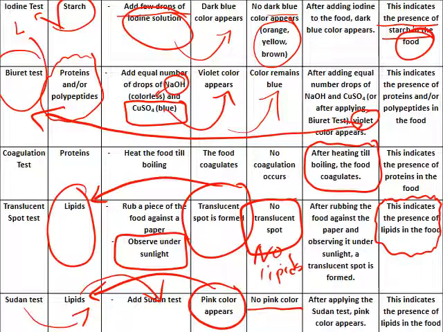So these tests, you have to study them. You have to know the positive result and the negative result. What does each test aim for? It aims for the presence of lipids. It aims to test the presence of carbohydrates. It aims to test the presence of reducing sugar. You have to know this and study them very well.